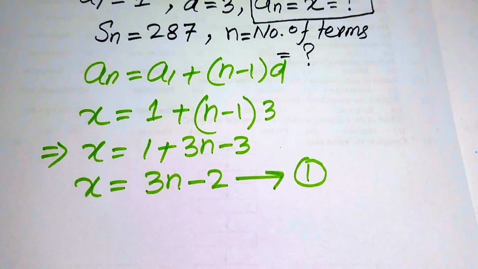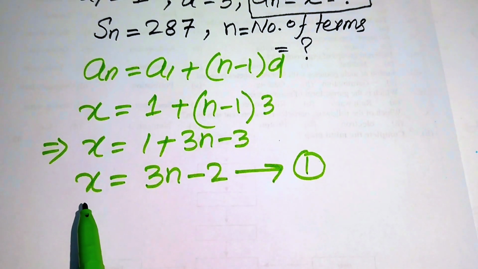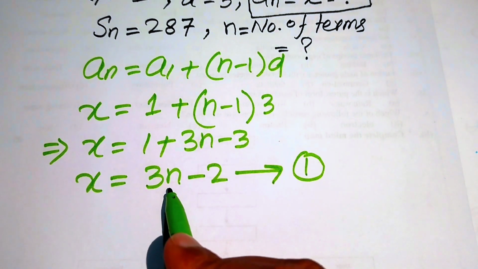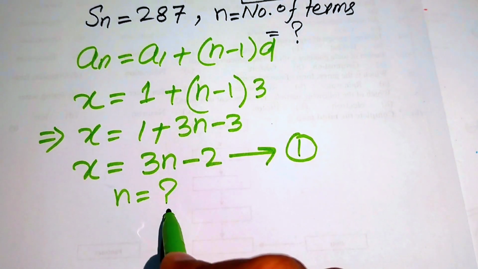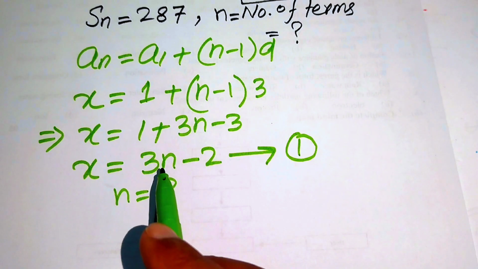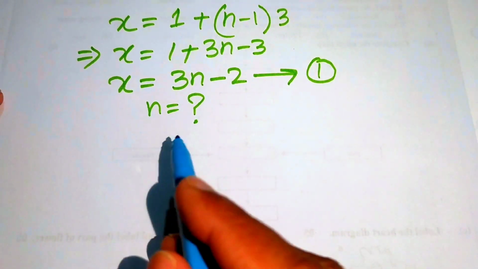Because in this question our target is to find the value of x, in order to find the value of x, here we need the value of n. So first we find the value of n, and after that we substitute it in this equation, and we get our desired result. So now in the next step we move towards finding the value of n.